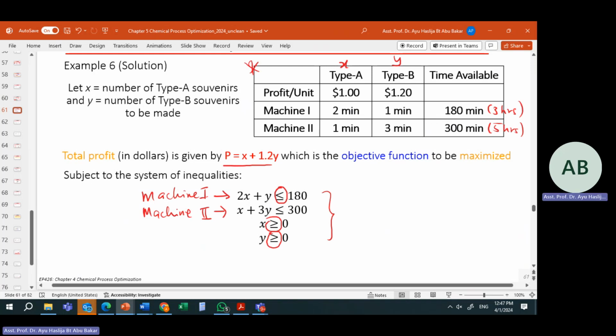Now, why should it be larger than 0? Type A and type B souvenirs: either you have them or you have none. It cannot be negative. It's either you have it or you don't have it, 0 or any number. You cannot be negative. So here is the constraint.